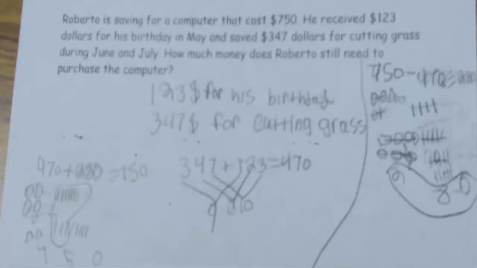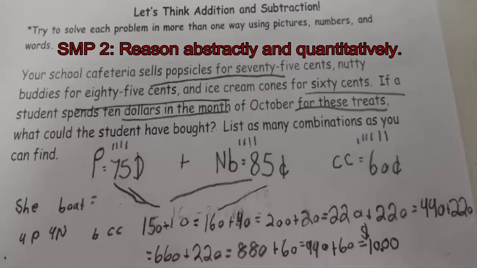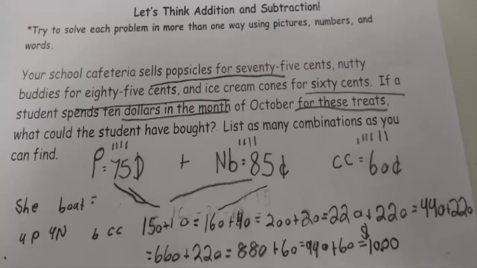In the first picture, the student chose to use the picture method and the break apart or place value method to prove she would end up with the same answer both ways. In the second example, the students were able to use trial and error to discover one of the many combinations of treats bought using $10.